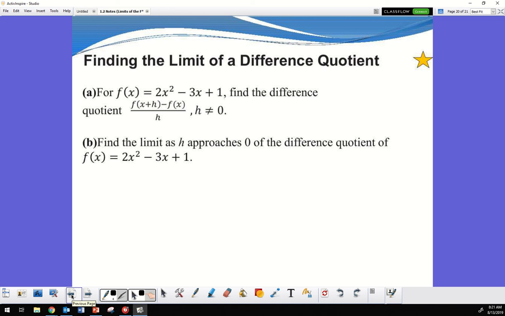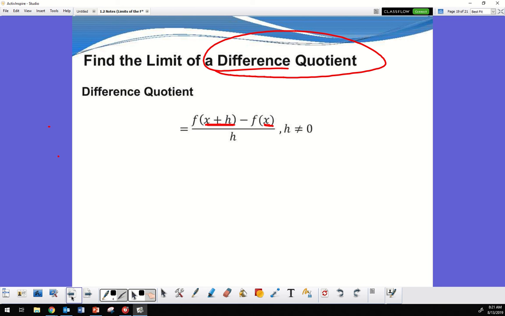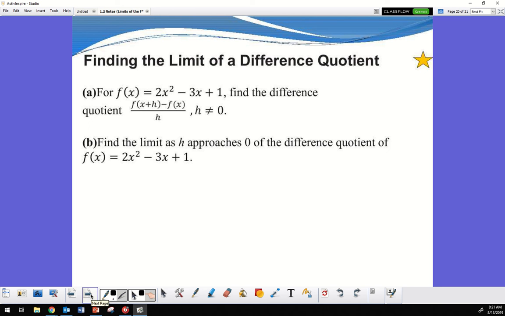Let's apply it over here now. For this one right here, find the difference quotient. Okay, what does difference quotient say to do? This thing right here. Let's plug in. So if I'm plugging in, that means I'm going to plug in my x plus h, right? So it's going to be 2 quantity x plus h squared minus 3 quantity x plus h, right? Minus f of x, which is 2x squared minus 3x plus 1.